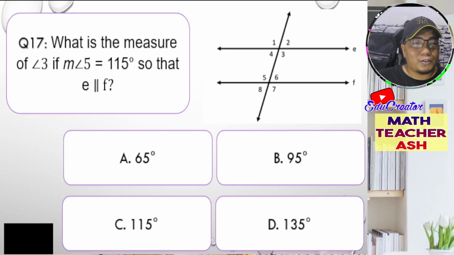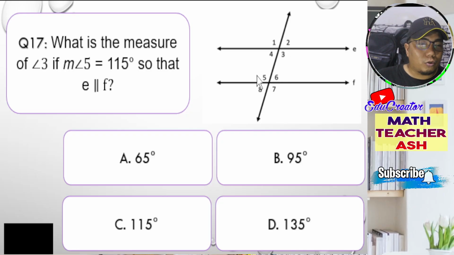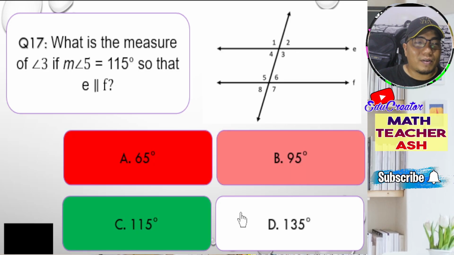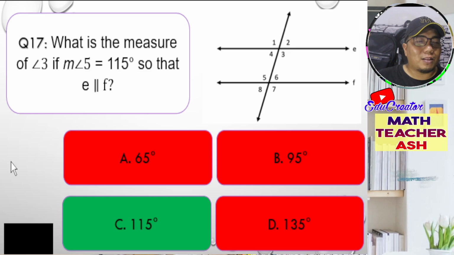Okay, math learners, for this question, another easy question. In order for these two lines to be parallel, angle 5 and angle 3, which are alternate interior angles, should be equal or congruent. So if angle 5 is 115, then angle 3 needs to be 115 also. Therefore, the correct answer is letter C. Very, very easy. No need to solve, my dear math learners. Now, let us go to question number 18.